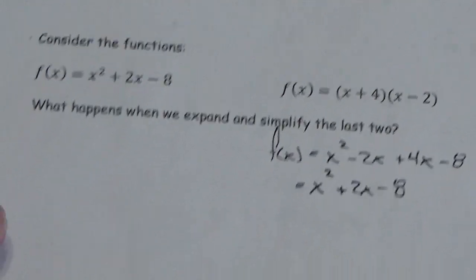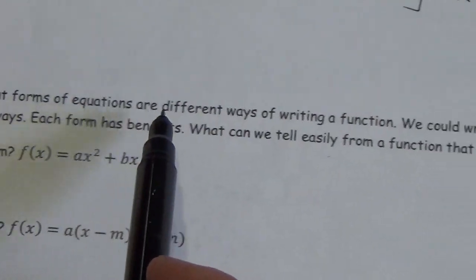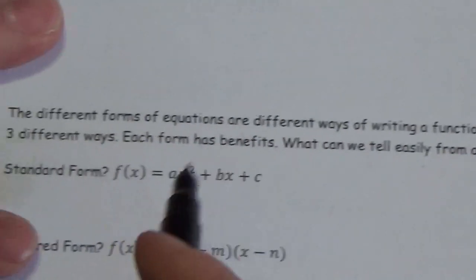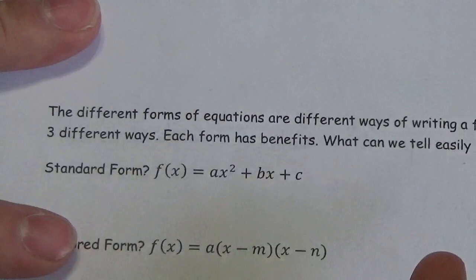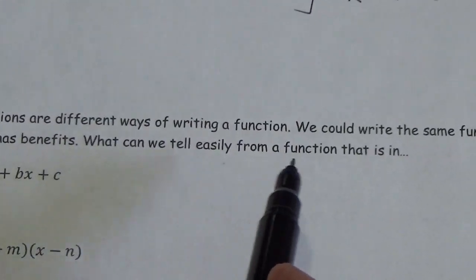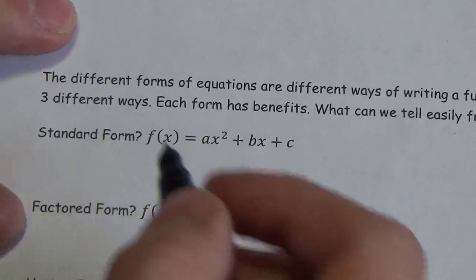Okay? So now with that in mind, what do we see here? The different forms of the equation are different ways of writing a function. We could write the same function three different ways, we just saw that, and each form has its benefits. So what can we easily tell from a function that's written in each form? So here we go. If it's written in standard form, what can we tell?